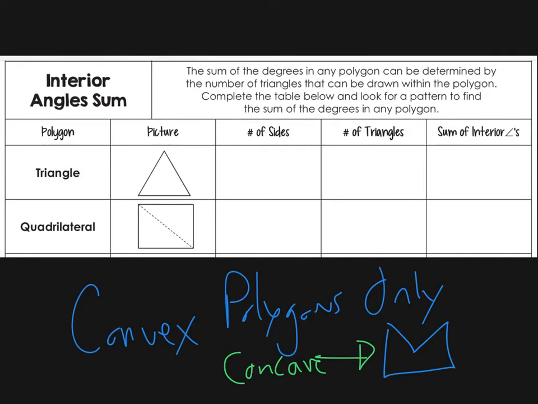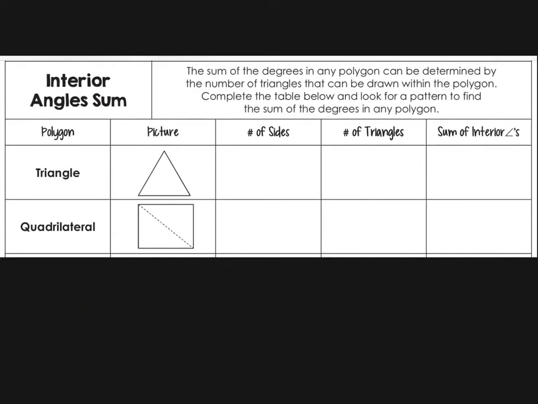All we're going to do is fill in the blanks for each of the boxes. We're going to answer the number of sides, the number of triangles that we see, and the sum of the interior angles. So for the first one, I see 3 sides, right? This is a triangle. And the number of triangles inside a triangle is simply just 1. And the sum of those interior angles, you already know, is 180 degrees.